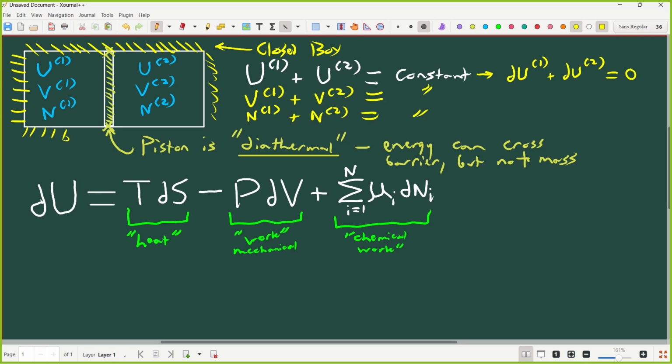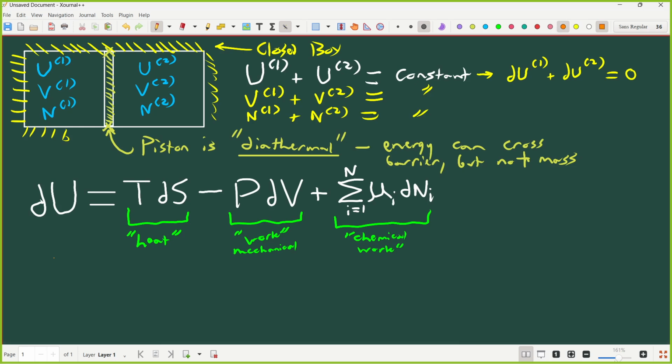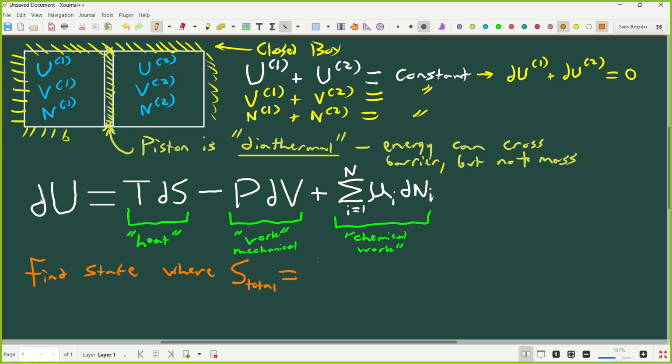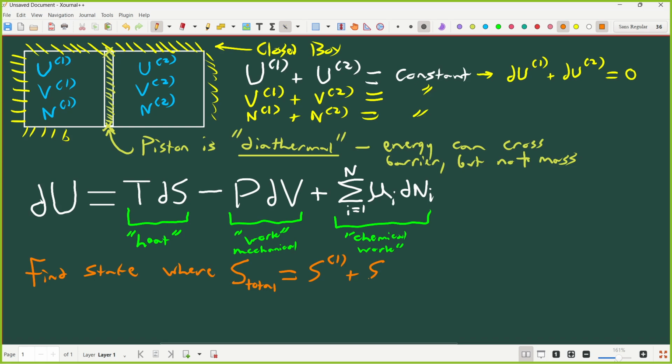Everything is conserved here. So what we want to do is exchange energy back and forth, or volume back and forth, N's not moving, until we reach some equilibrium where everything is kosher and happy. And the way that we did that, remember, the objective to finding where that happens is where the entropy reaches its maximum value. So we want to find the state where the total entropy of the system, S total, which is the sum, because the entropy is linear, of the two entropies of the two boxes, reaches a maximum.